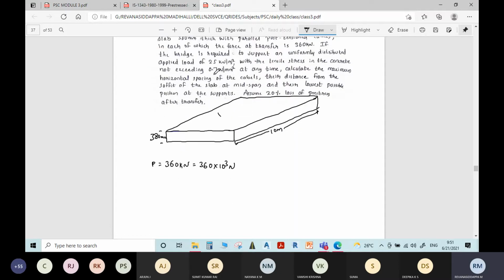And there is a uniformly distributed applied load. The loading over the slab is how much? 25 kilonewton per meter square. The load on the slab is equal to 25 kilonewton per meter square.